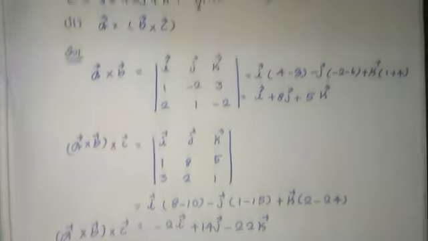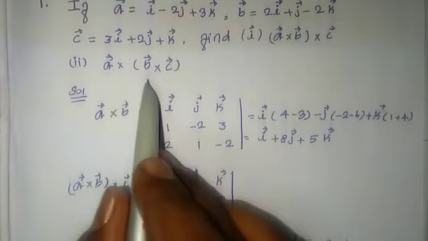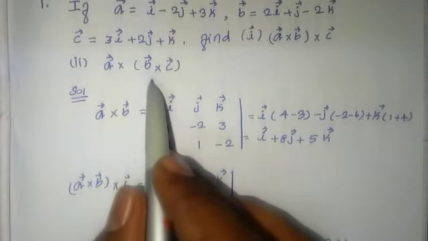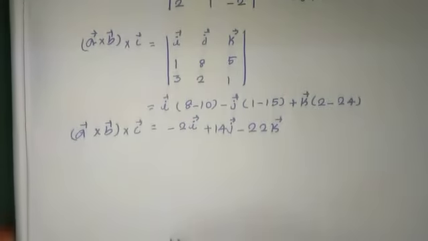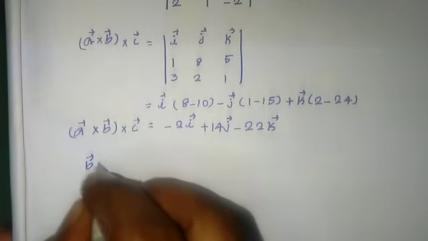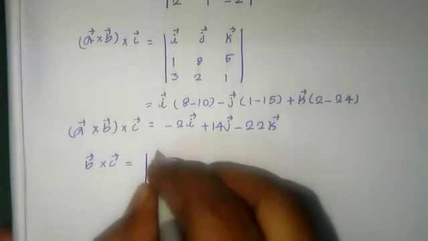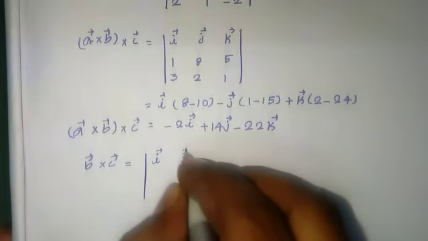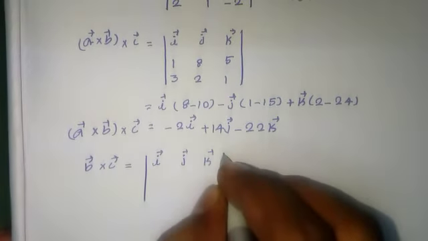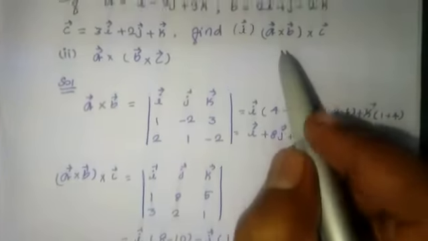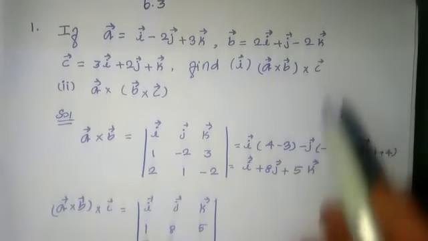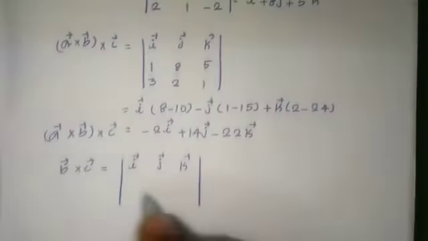Okay. Second question என்ன கேட்டிருக்காங்க? a vector cross b vector cross c vector. So first நம்ம கண்டுபிடிக்க வேண்டியது b vector cross c vector. So b vector cross c vector equal to determinant of i vector, j vector, k vector. b நோட values 2, 1, minus 2 and 3, 2, 1.